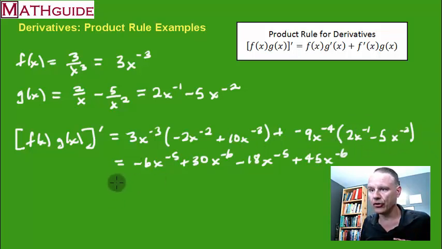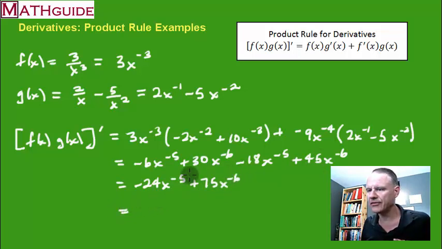I guess what you could do is rewrite this. There's no common, oh, there are actually like terms here. So here I'm going to add these. This is going to be a negative, what was that, 24? Yep. Negative 24x to the negative fifth. Add these. That's 75x to the negative sixth.